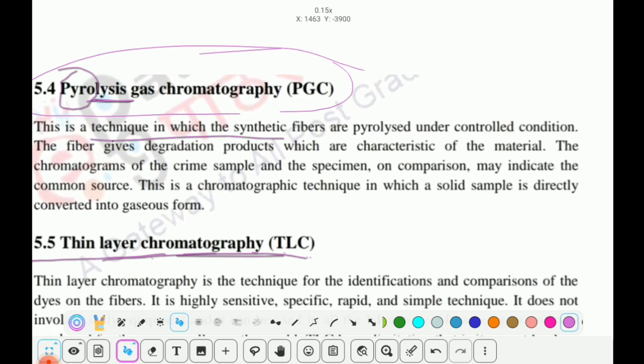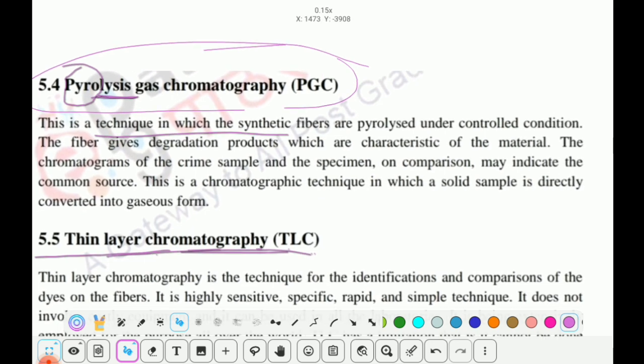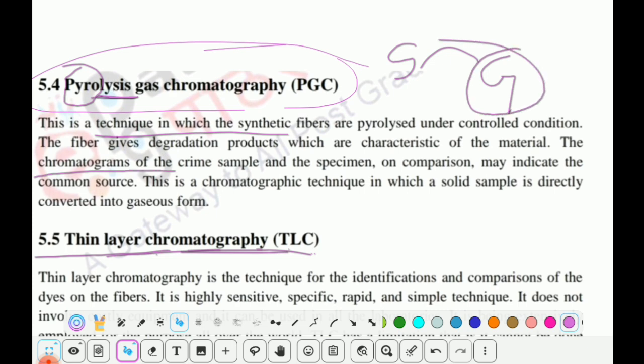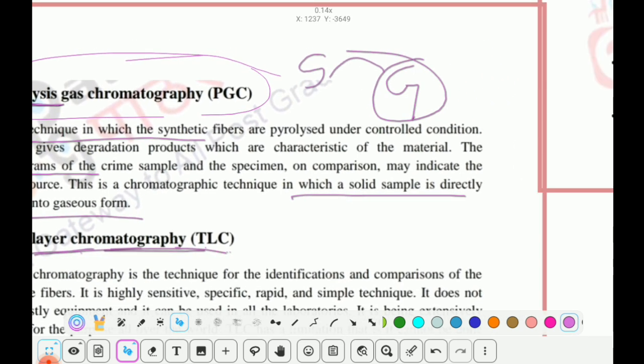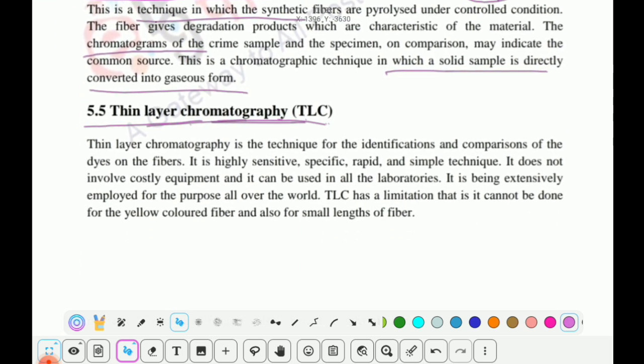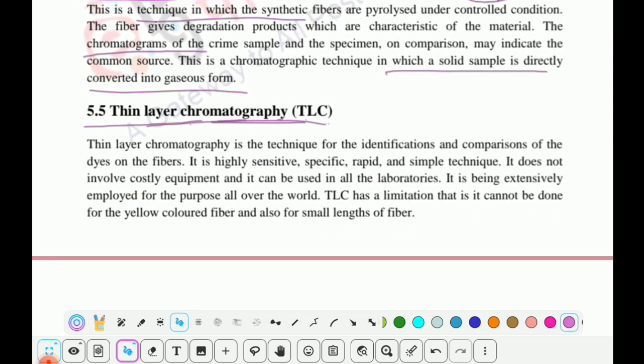Pyrolysis gas chromatography. Lysis means to break down something under the influence of heat. PGC is a technique where we convert the solid sample directly into the gaseous form. Okay, and now what will happen? The gaseous form will give you a chromatogram. The chromatogram is based on the composition of the dye as well. Different types of fiber will contain different colors, so each one of them would produce a different peak in the chromatogram. And here we can make the examination of the sample.